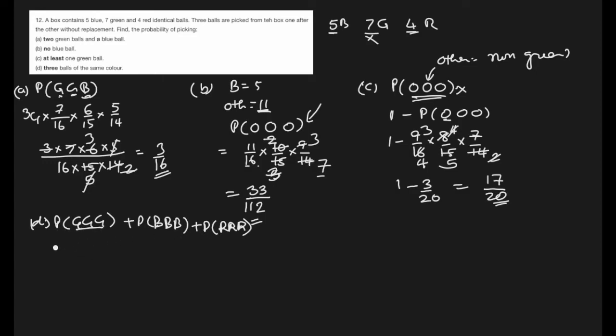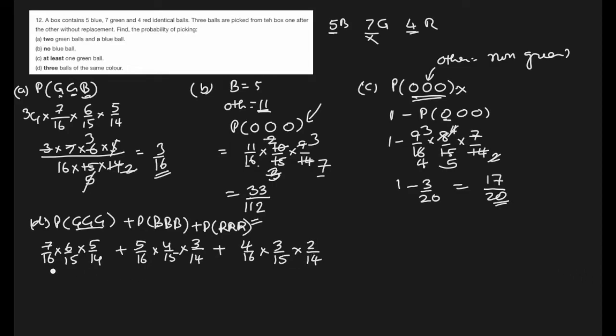So what will be green, green, green? Green is 7. So 7 out of 16, 6 out of 15, and 5 out of 14. Plus blue, there are 5 blues. 5 out of 16, 4 out of 15, and 3 out of 14. Then red, there are 4 reds. 4, 3, and 2. Let's not cancel this time because I want the denominators to be same.